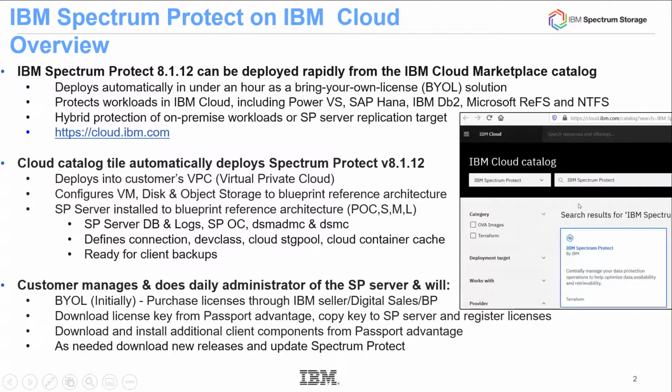Great. Thank you, Vered, for that demonstration and showing us how easy it is to use the new Spectrum Protect tile in the IBM Cloud catalog to rapidly deploy an IBM Spectrum Protect server and client into the IBM Cloud that can be then used to protect your workloads that are in the IBM Cloud or, as a hybrid solution, to protect workloads in your on-premises environments.